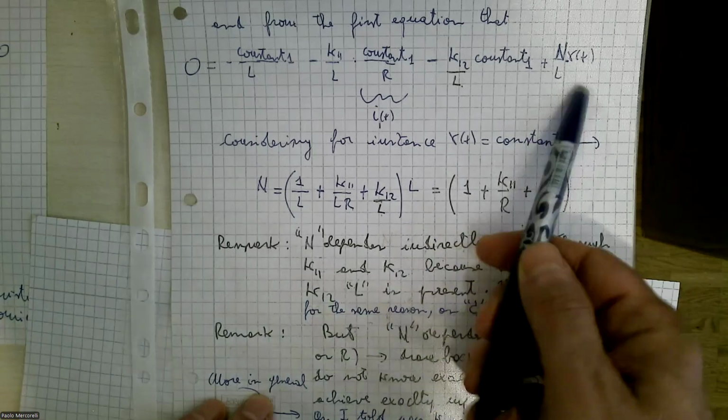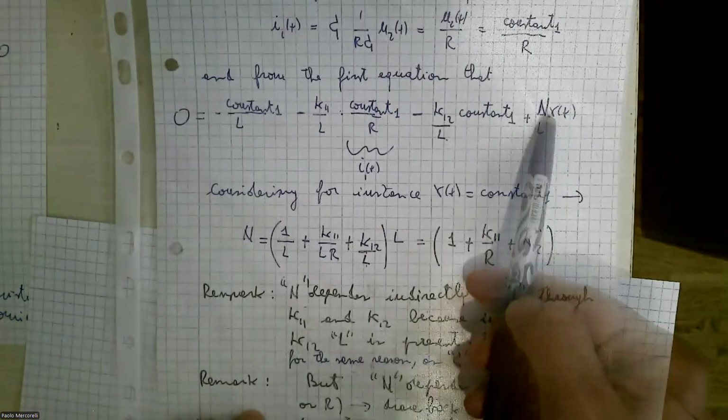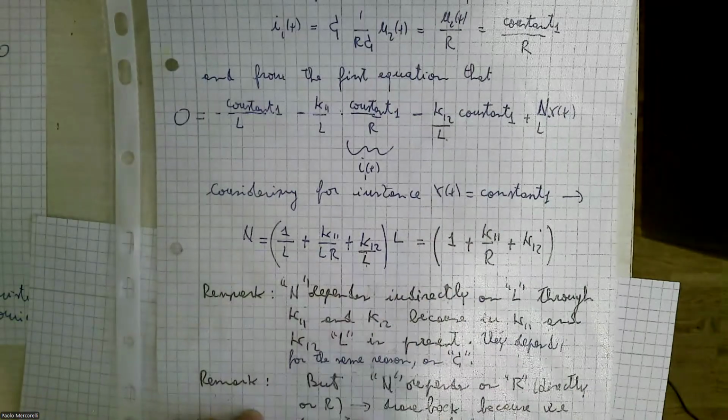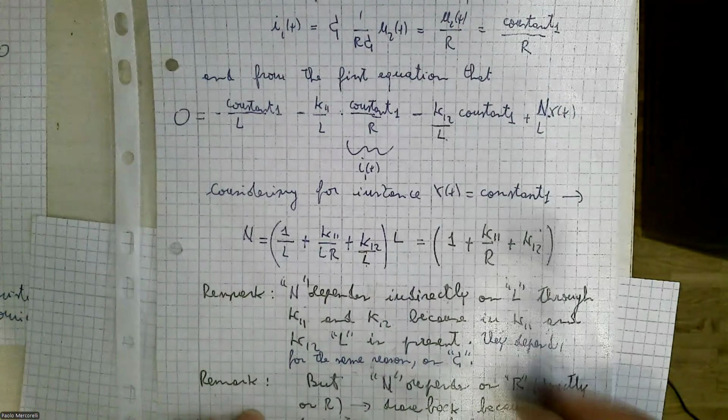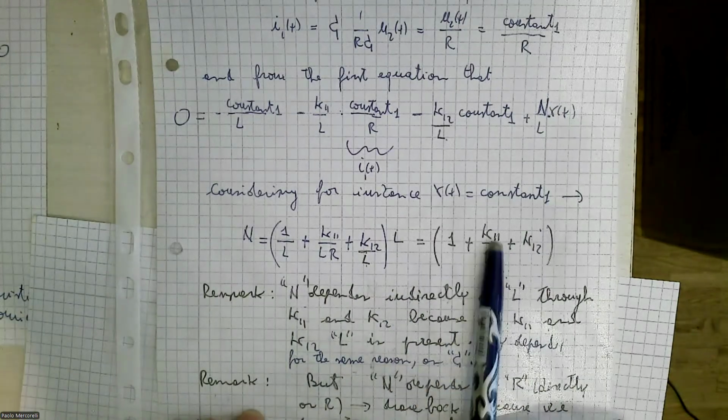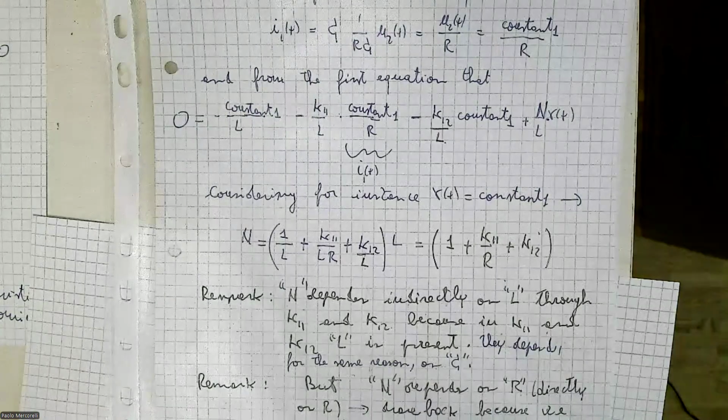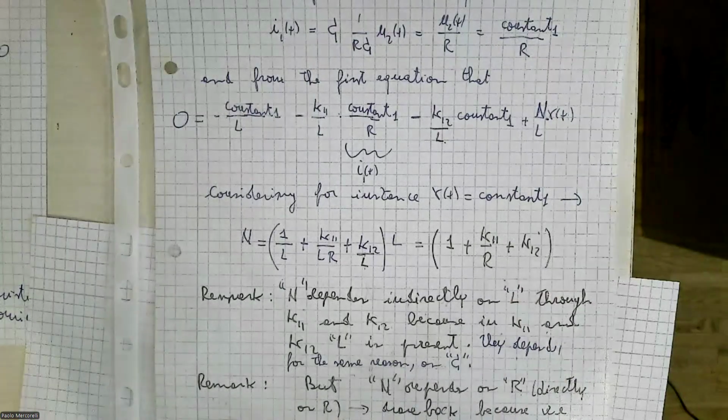Believe me, it's enough, this is a gymnasium example, from high school. n from this can be calculated. Constant 1 I can cancel. Thus n is equal, at the end, to this expression. We can see that it depends on k11 and k12, and also on R in our case.